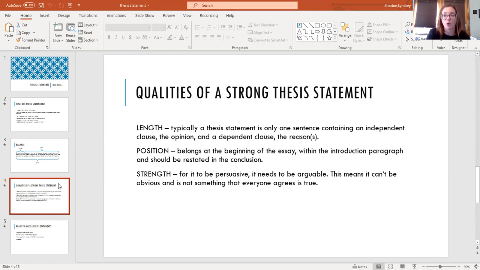The strength, it needs to be arguable, meaning it is not something that's already proven. It is not a fact. It has to be something that people don't necessarily agree on.